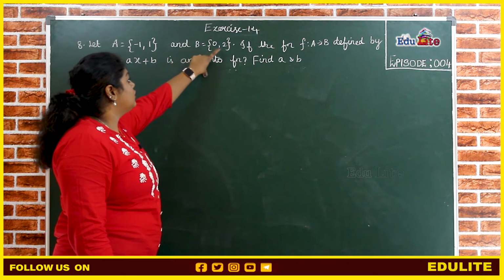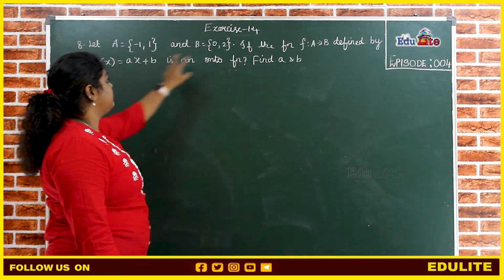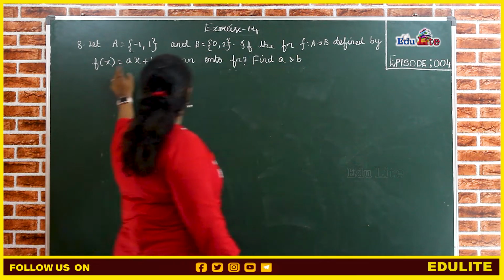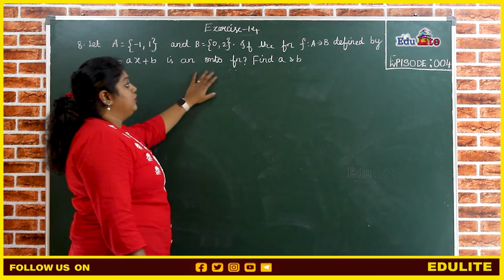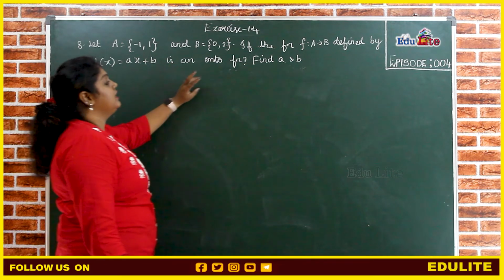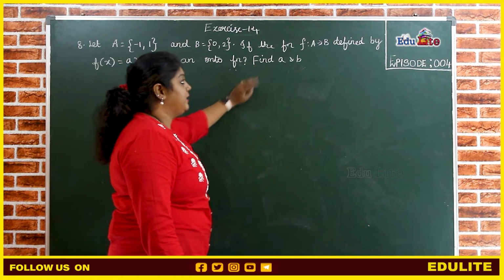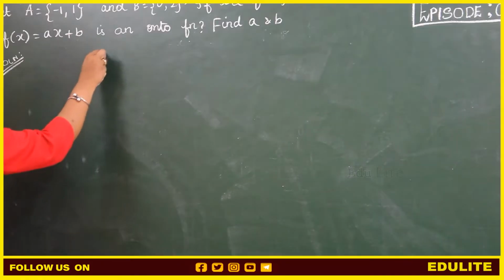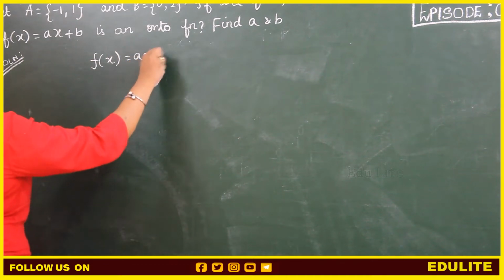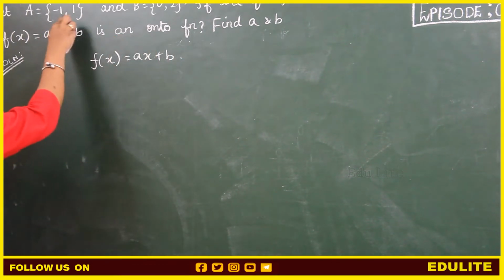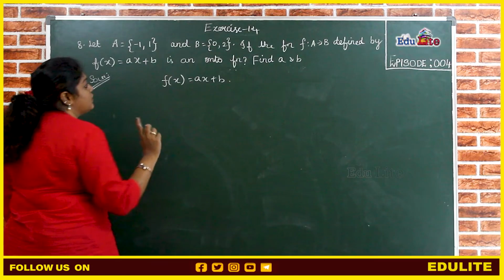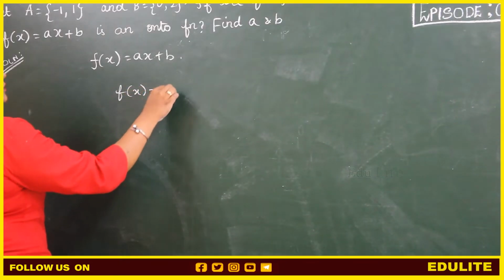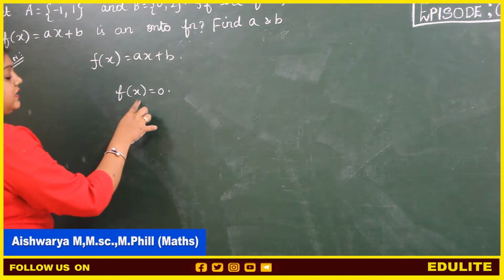In the 8th problem, it is given A as minus 1 comma 1 and B as 0 comma 2. A represents the values of x and B represents the values of y. If the function f is a mapping from A to B defined by f of x equals ax plus b, it is an onto function. We have to check whether it is an onto function, as well as find the values of a and b. We will do it one by one. So, we will start with the given function f of x equals ax plus b. As I told you, this represents the values of x, and this represents the values of y. So, y has two values, 0 and 2. First, we will consider f of x equals 0, which means f of x can be represented instead of y as well.